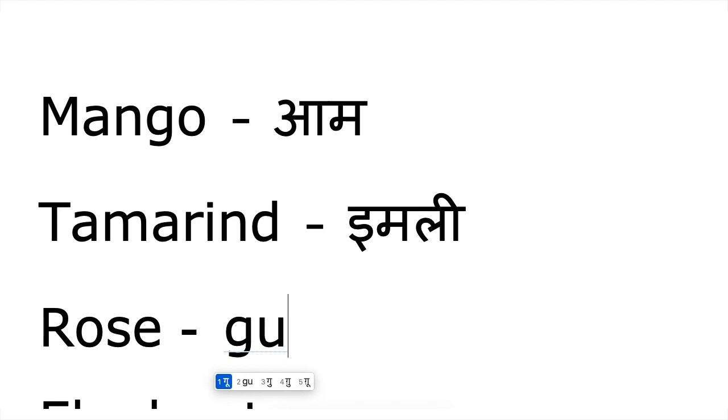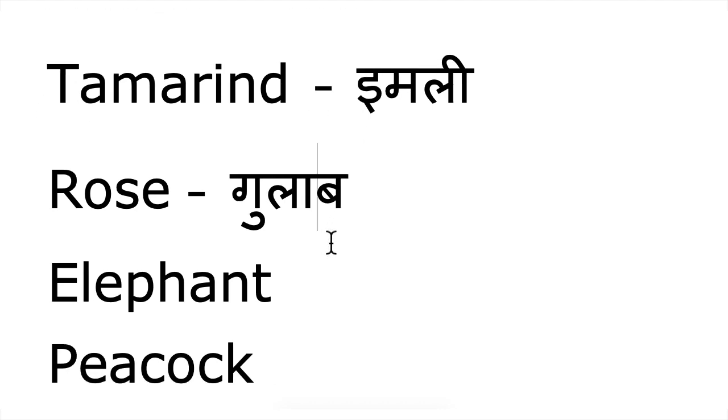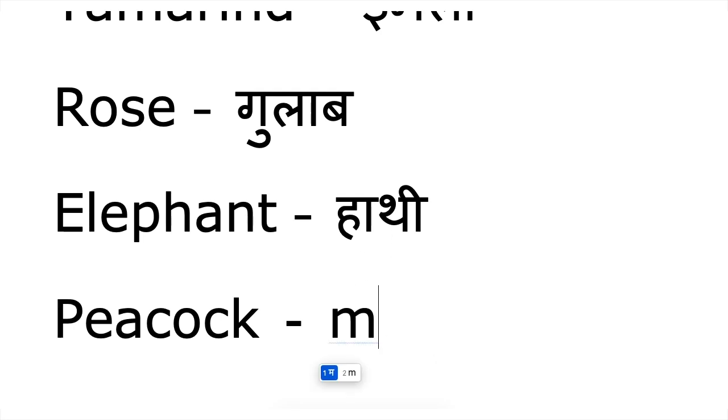Rose means gulab. I am writing over here gulab. Here is the u matra under the ga, so it will become gu. La plus a matra becomes la, and ba, gulab. Gulab is called rose. Elephant means hathi. So ha plus a matra ha, tha plus e matra thi, hathi. Peacock is like more. Ma, then o matra mo, ra, only ra, more.